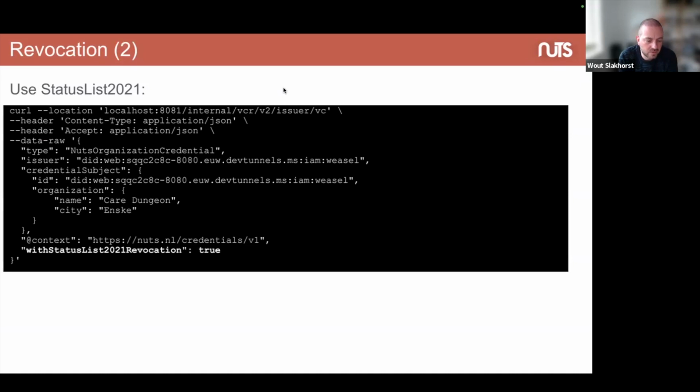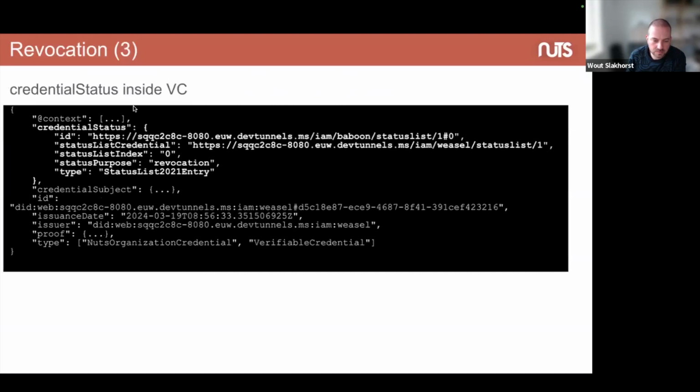So what is happening if you issue a credential? You can pass the with Status List 2021 revocation option. By the way, this only works for did:web. And in the returned credential, there will be another object in the JSON object, which is called credentialStatus. It will have an identifier. It will point to a URL, the statusListCredential field. It will have an index, and the statusPurpose and type are fixed in our case.